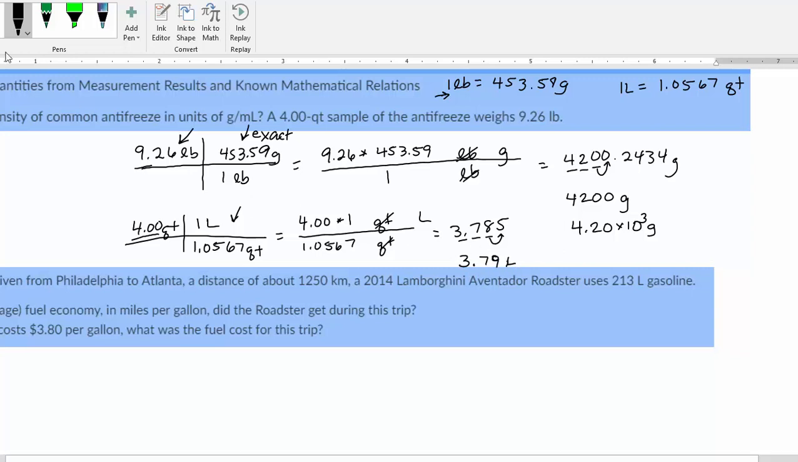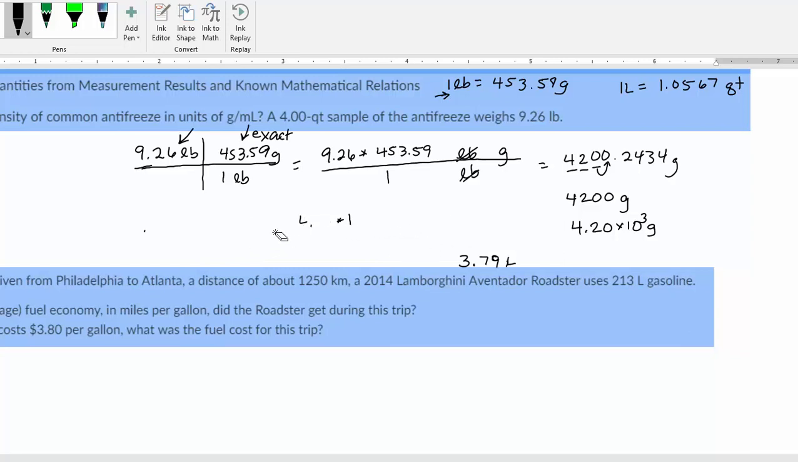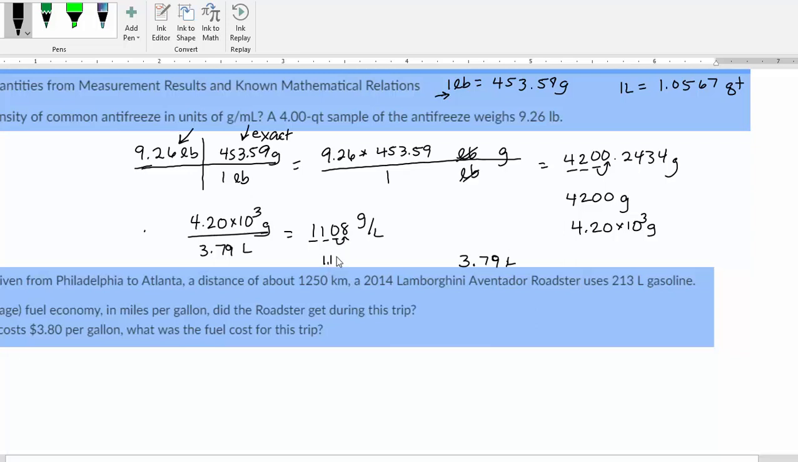Then I'm going to take those 2 values, my 3.79 liters, and my 4.20 times 10 to the 3rd grams, and I'm going to create the density. So 4.20 times 10 to the 3rd grams over 3.79 liters, and I get a value of 1,108 grams per liter. I have 3 significant digits in both of my numbers, so 1, 2, 3 is what I report. 1.11 times 10 to the 3rd grams per liter is the answer I would report.